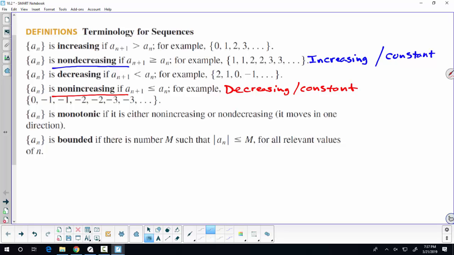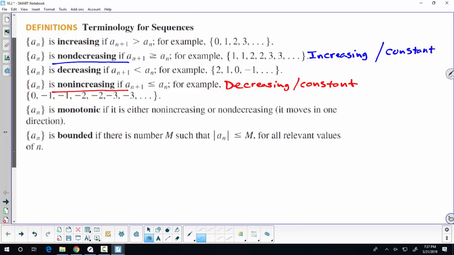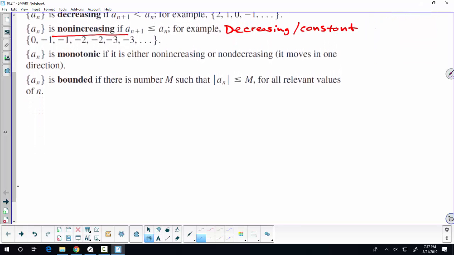And the term monotonic is probably new. Monotonic means that it's either non-increasing or non-decreasing. So as they stated there, it simply means it moves in one direction. I hope bounded is pretty self-explanatory at this point. But bounded just means that there is a limit to that sequence, right?